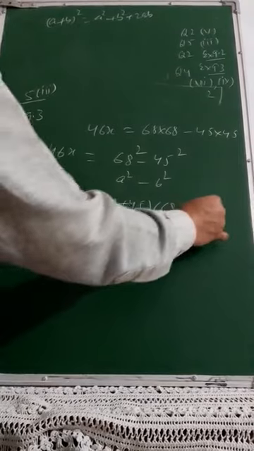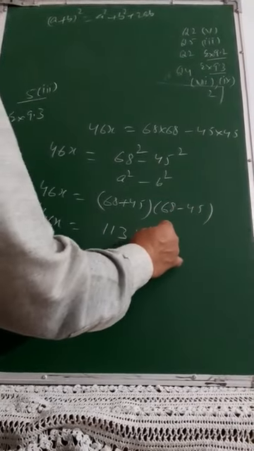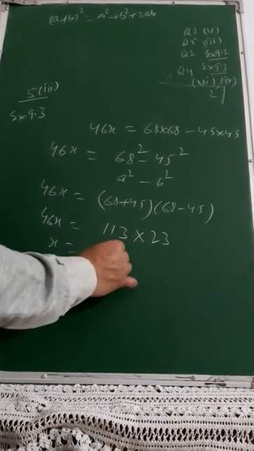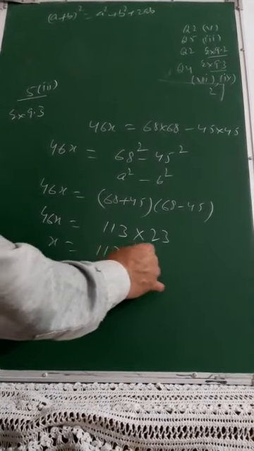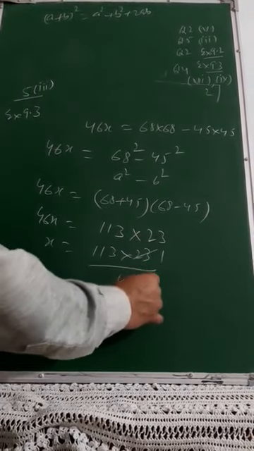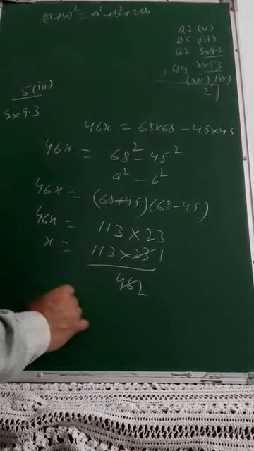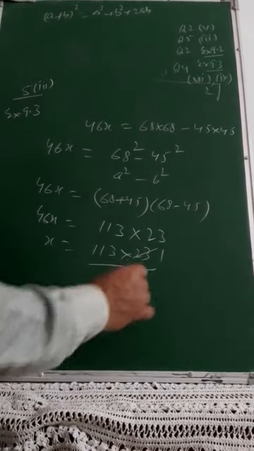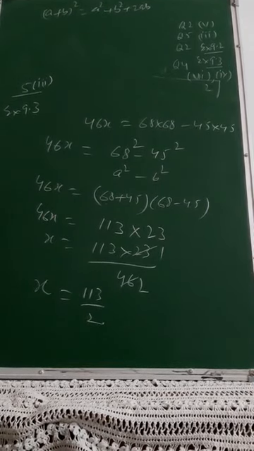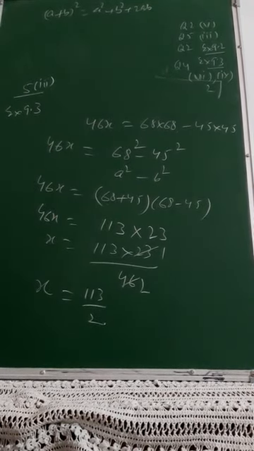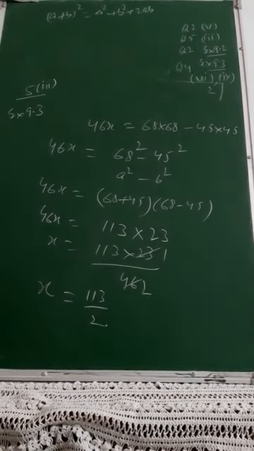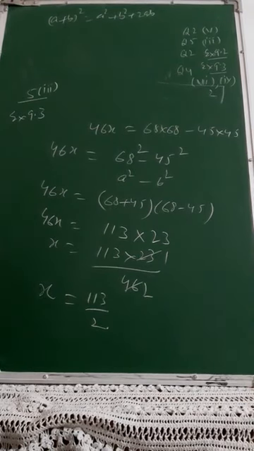So 46x is equal to 113 into 23. So now x is equal to 113 into 23 upon 46. Do the cancellation, and here you will be getting 113 upon 2 as the value of x. You can express it in decimal form also if you want, otherwise you can leave it here also. So that will be the solution for your question number 5, part number 3 of exercise 9.3.